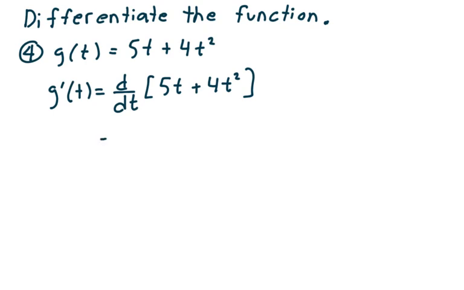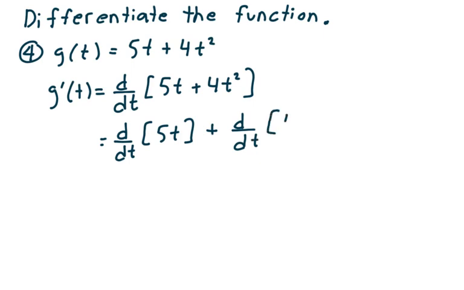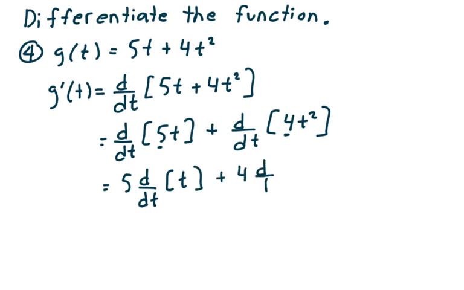Okay? But this is the derivative of 5t plus the derivative of 4t squared. So remember that the derivative of a sum is the sum of the derivatives. Now, here's a 5, here's a 4. And remember, we can pull those constants out in front. And so I'm going to take 5 times the derivative of t plus 4 times the derivative of t squared, in fact.